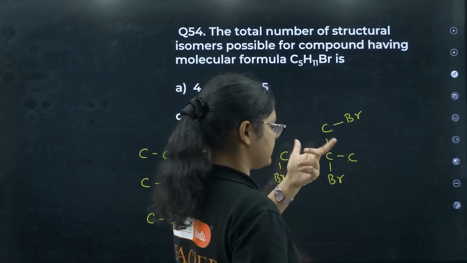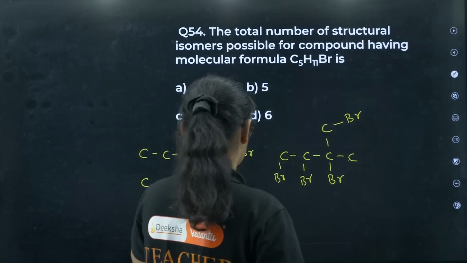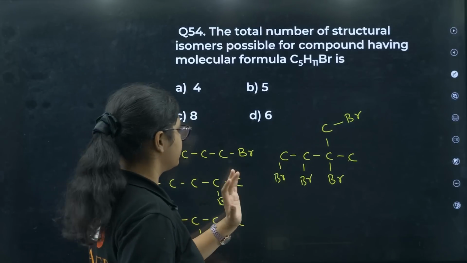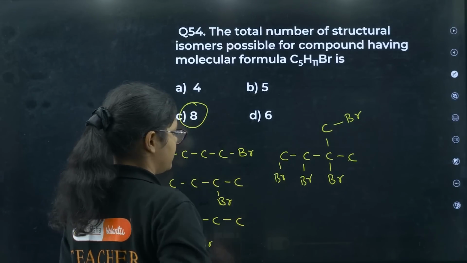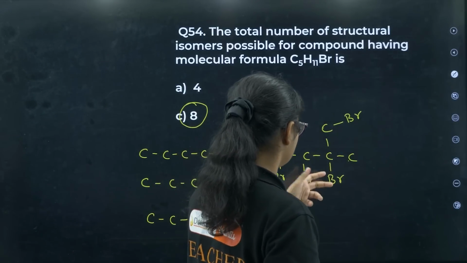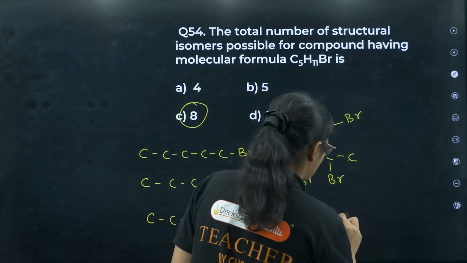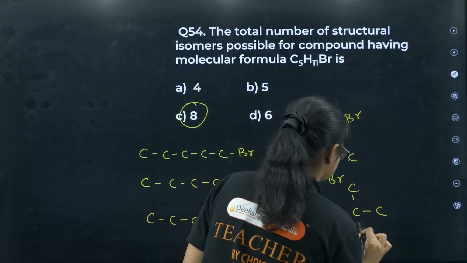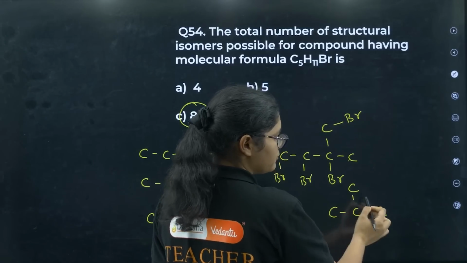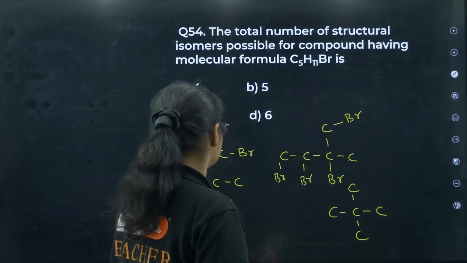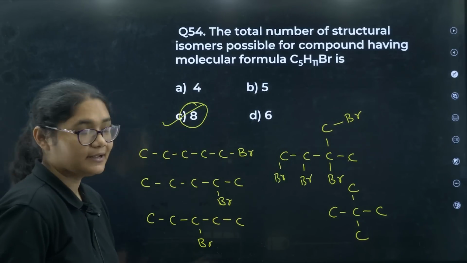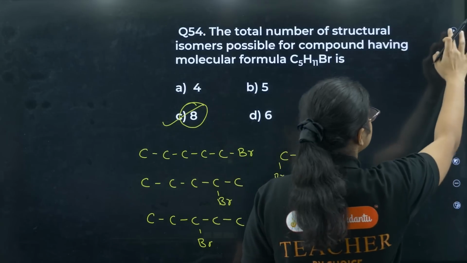Yes, here or here is the same thing. 2, 3, 4. So 3 plus 4, I got already 7. So 8 is the only option left, I think, right? Then if I have a 3 carbon chain, right, here anywhere you put it is the same thing. So that is why the correct answer will be option number 8 here. Option number C, that is 8.